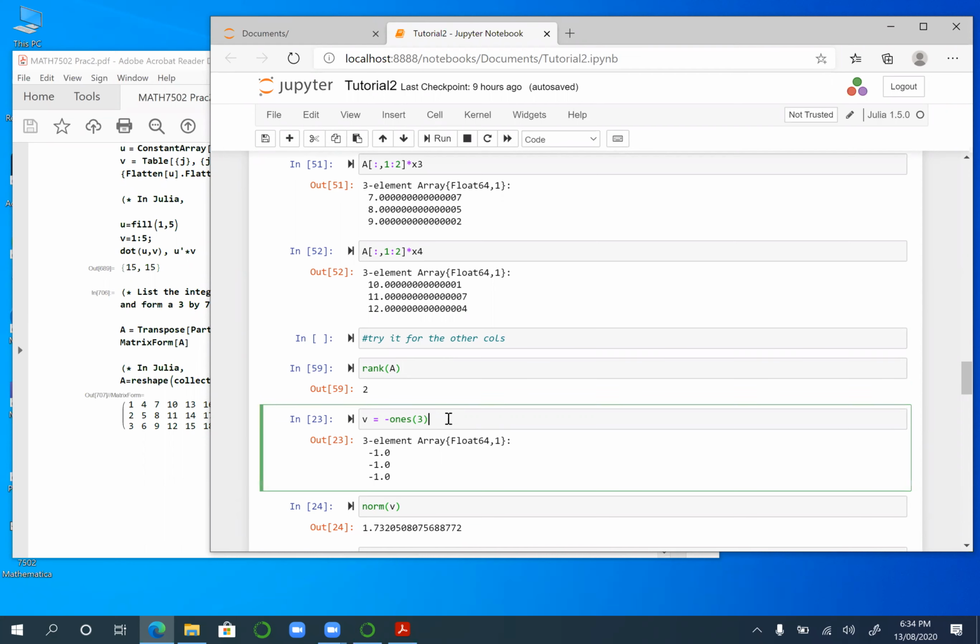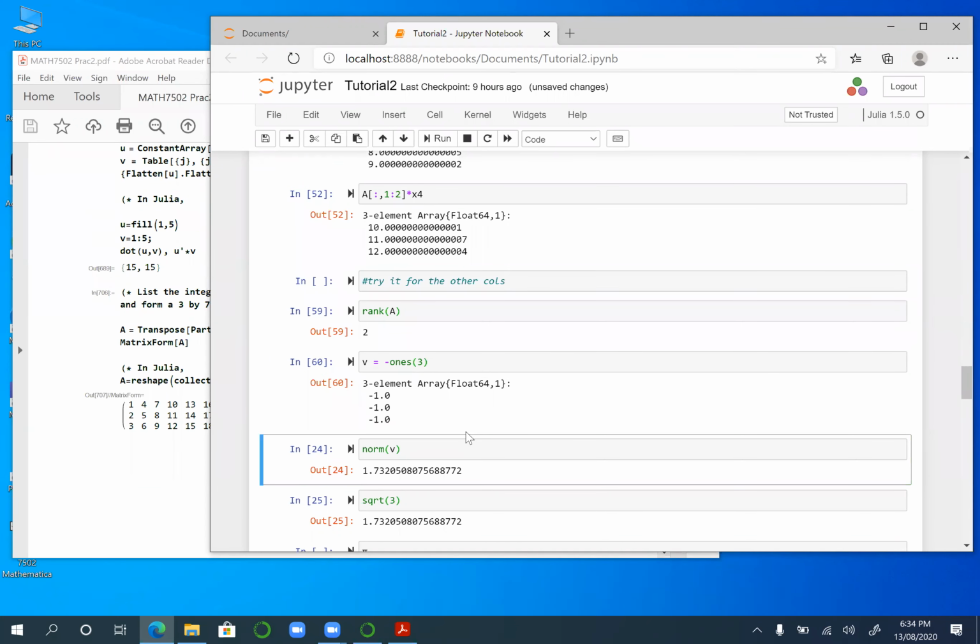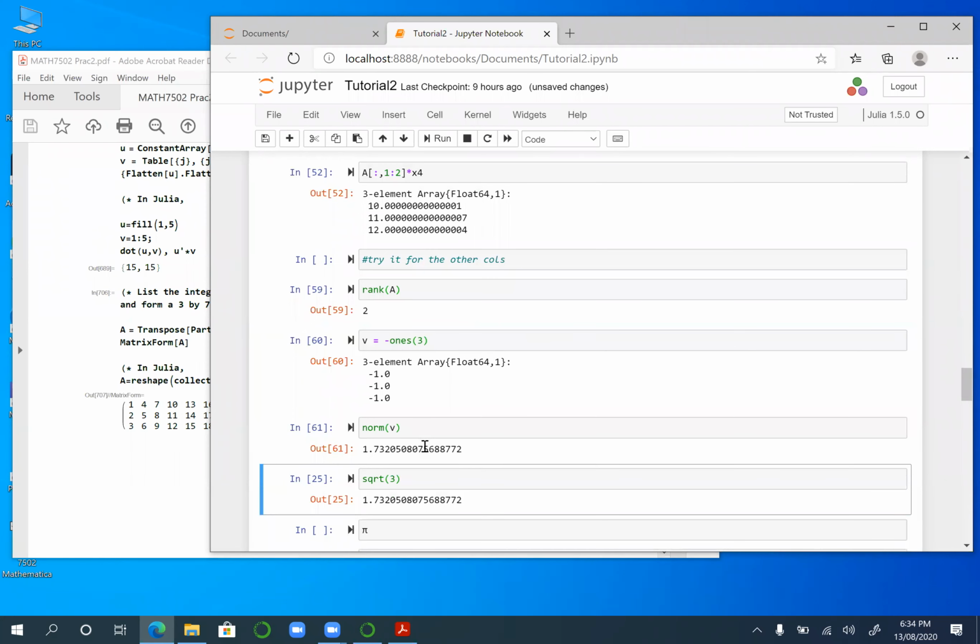All right, next we have some other syntax in Julia. The next command says, take a vector containing ones, but 3 rows and 1 column, and then multiply all that by -1. So what we have is that the vector v is -1, -1, -1. So I'll put that in memory. Okay, next, calculate the norm. All right, so this is just the Euclidean norm, as in the one in Pythagoras' theorem.